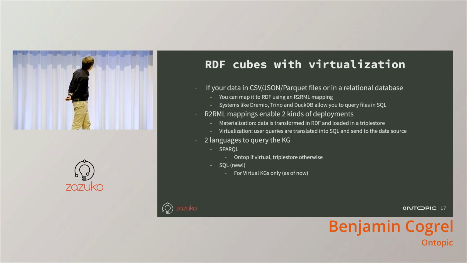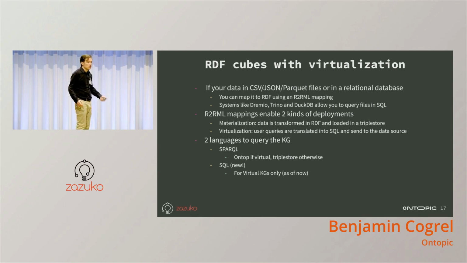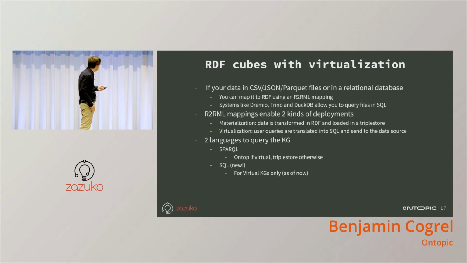I mentioned user queries, and traditionally the user queries used to come in SPARQL. So if you want to do virtualization, you can use, for instance, a system like Ontop, or otherwise you can use a triple store. But the thing we would like to show you today is that we also have another solution for querying the data in SQL. So the data of the knowledge graph can also be made available through an additional interface. And the solution we have currently is only for virtual knowledge graphs.